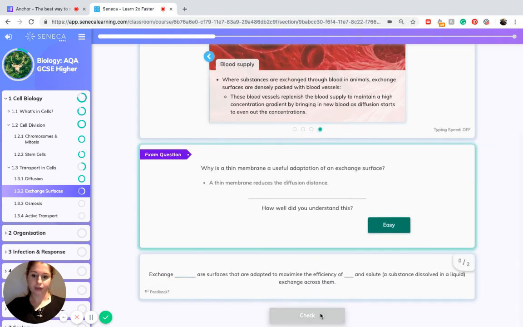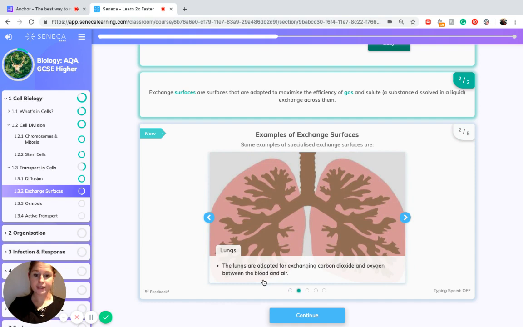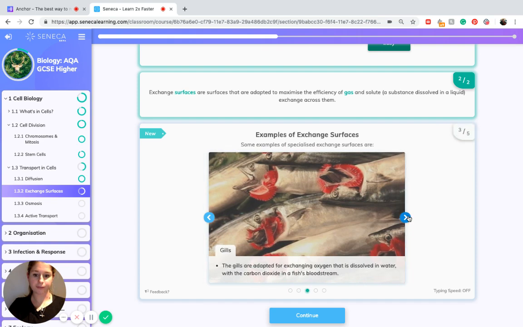Okay, so let's just recap on what we've just learned. We know that exchange surfaces are surfaces that are adapted to maximize the efficiency of gas and solute exchange across them. So let's consider some examples of exchange surfaces. Some examples of specialized exchange surfaces include the small intestine. The small intestine can be seen here. It's adapted for exchanging nutrients between digested food in the small intestine and the blood. The lungs. The lungs are adapted for exchanging carbon dioxide and oxygen between the blood and air.